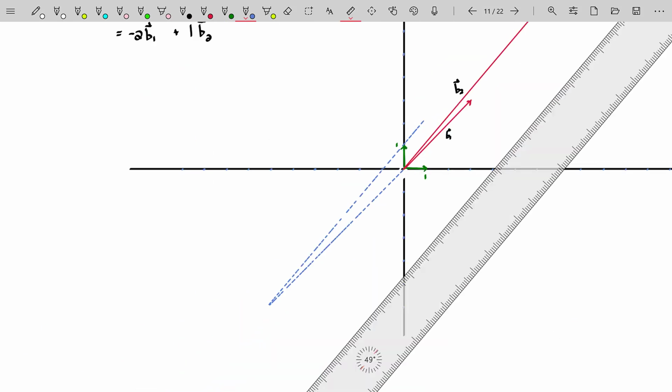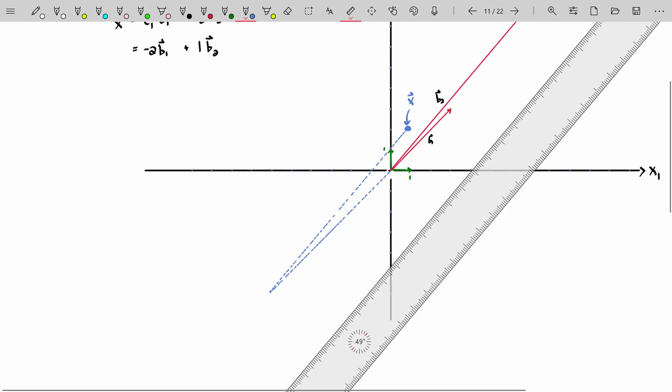And there we have it. We land somewhere right about here. Now I'm obviously measuring this out a little bit, and I don't know how accurate my measurements were, but we went backwards 2 in the B1 direction, and then we just went forward in the B2 direction, and we land right there. That is our vector x in terms of the standard basis.